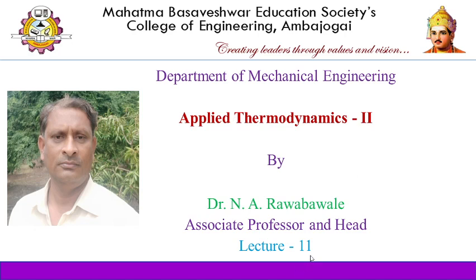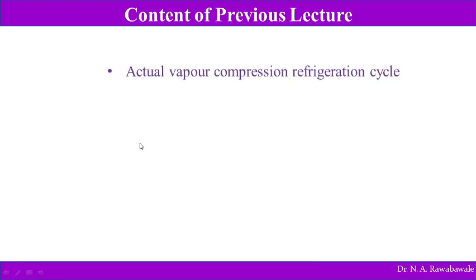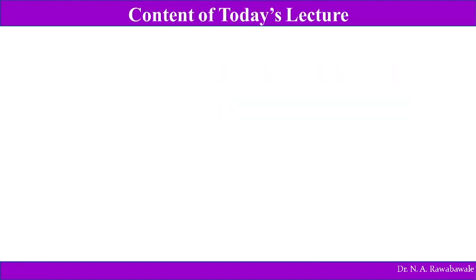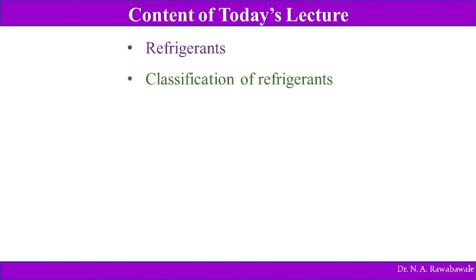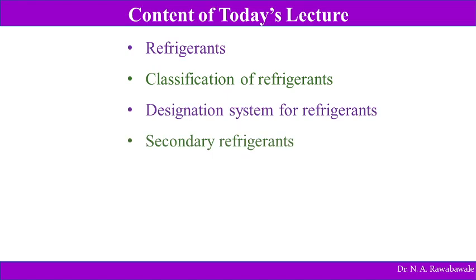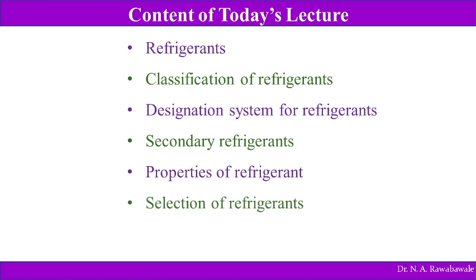In the previous lecture, we discussed the actual vapor compression refrigeration cycle and the effects of various parameters on system performance. Today we are going to discuss refrigerants, classification of refrigerants, designation system for refrigerants, secondary refrigerants, properties of refrigerants, and selection of refrigerants. These last two points, properties of refrigerants and selection of refrigerants, we have discussed in detail in lecture number 5.